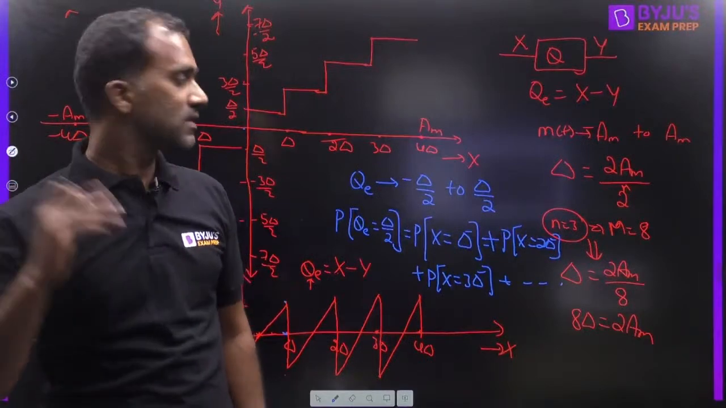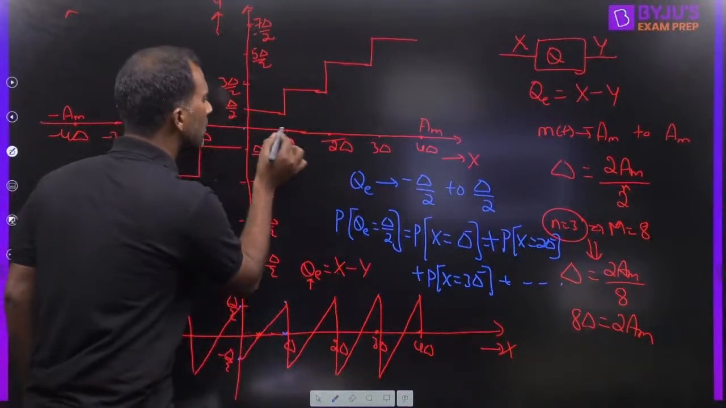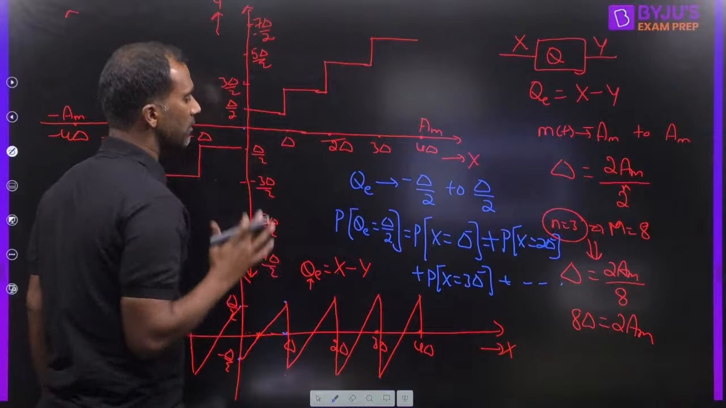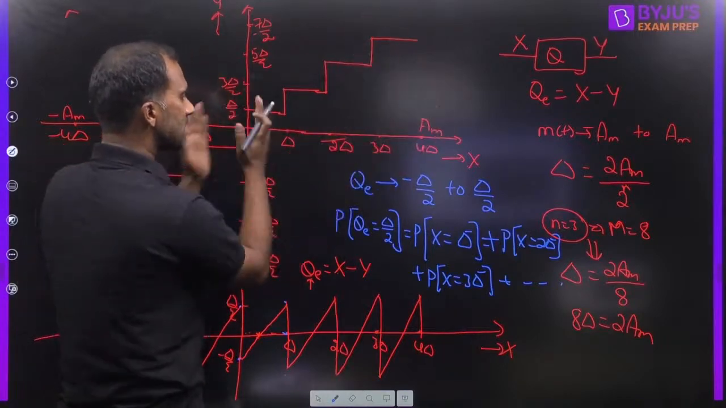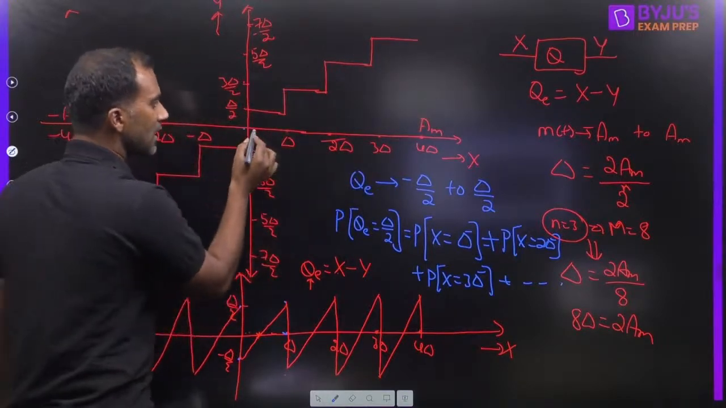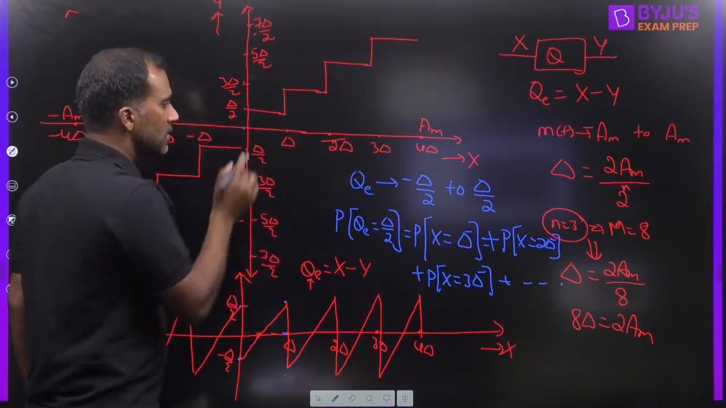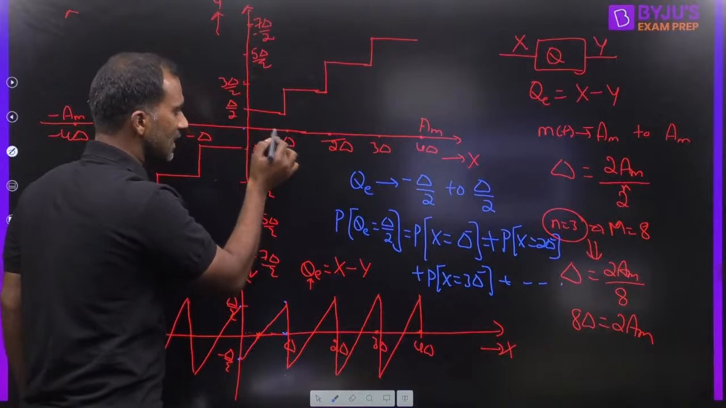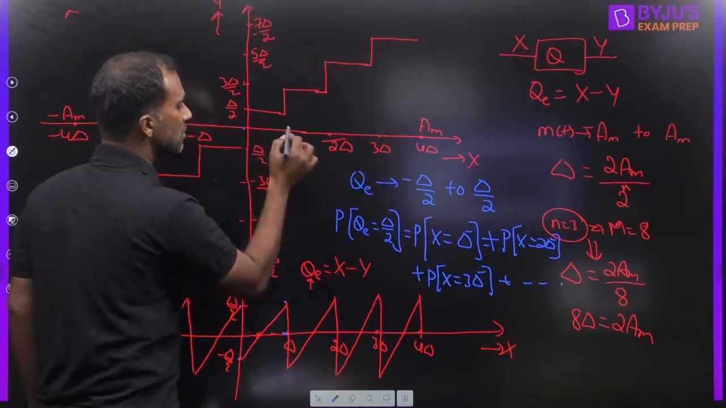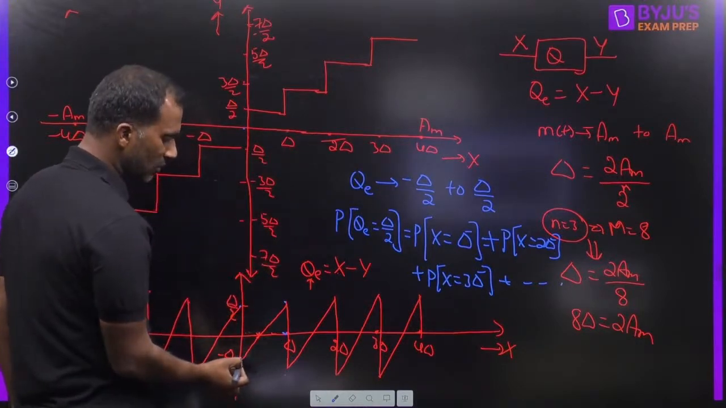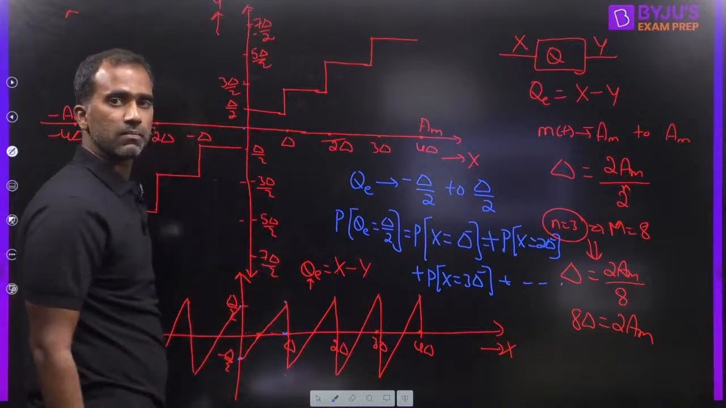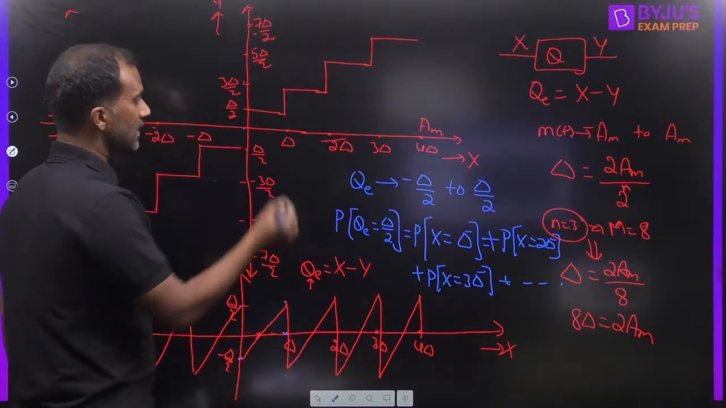Correct or not? See this one, if you are not understanding. All voltages from 0 to delta, if they have the same probability. Let's understand only this region instead of the total region. If x is taking 0 to delta with the same probability, every x value from 0 to delta is responsible for error voltages from minus delta by 2 to plus delta by 2. Correct or not?